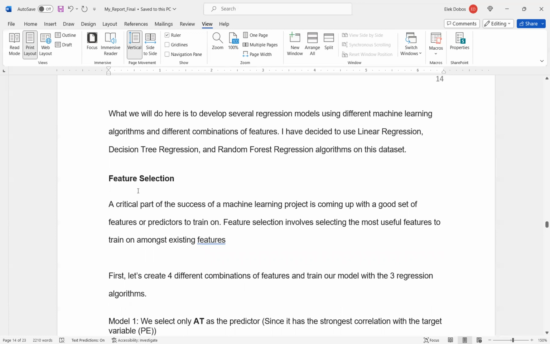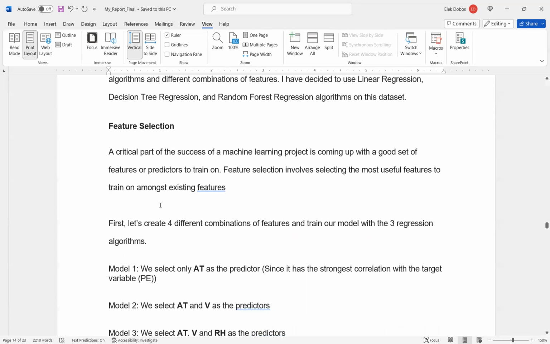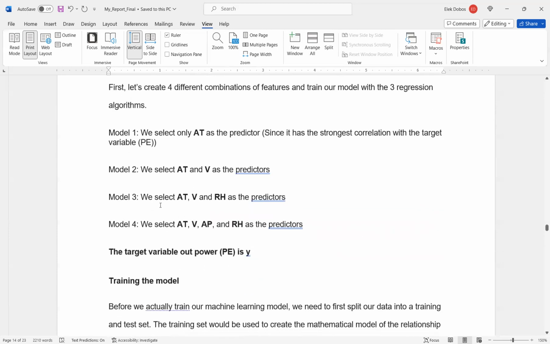My feature selection. A critical part of the success of a machine learning project is coming up with a good set of features or predictors so that I can train my model on it. Feature selection involves selecting the most useful features to train on amongst the existing features. So first, I created 4 different combinations of features and trained our model with 3 different regression algorithms.